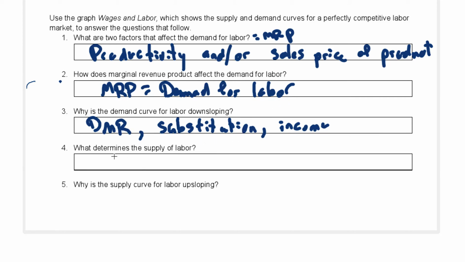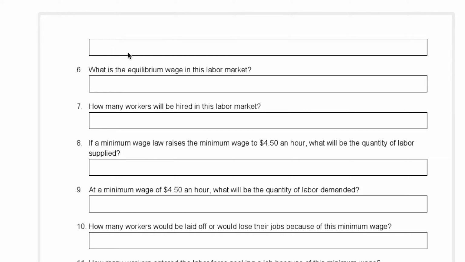Supply of labor. What determines the supply of labor is the kind of number of workers and kind of the willingness to work for a price. There you go. Why is the supply of labor curve upsloping? This is because more pay equals more incentive to work. And this is economics. It's all about incentives. So more people are going to show up to work.